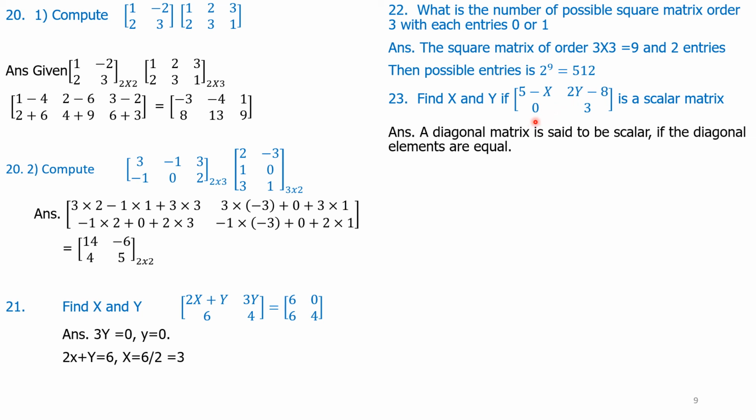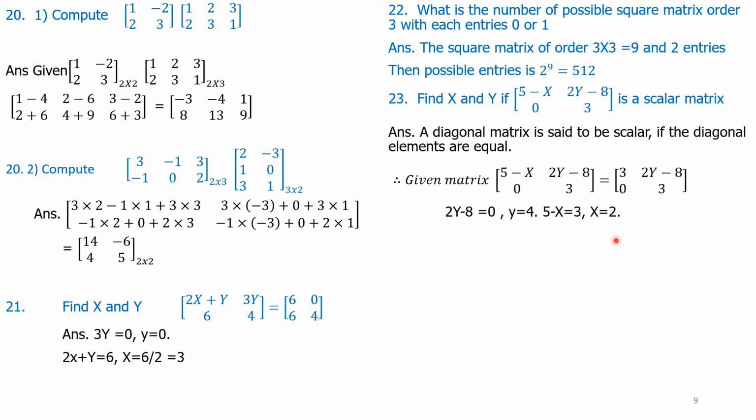So, we will compute the results. The given matrix is 5 minus x, 2 minus 3, 8, 0 and 1. Therefore, it should be 3. Because 3 is here, we can write 3. Because the diagonal elements have to be same, 3 and 3. Therefore, it becomes 2 minus 8, it should be 0. 2 minus 8, this is another diagonal. 2 minus 8 equals 0. Or y is equal to 4. Here, y is equal to 4.